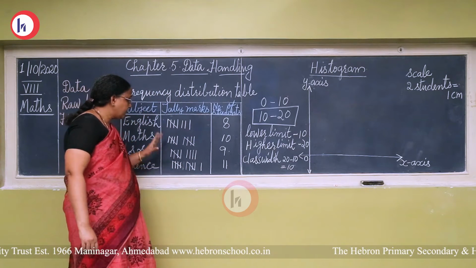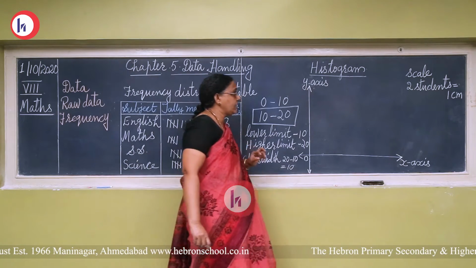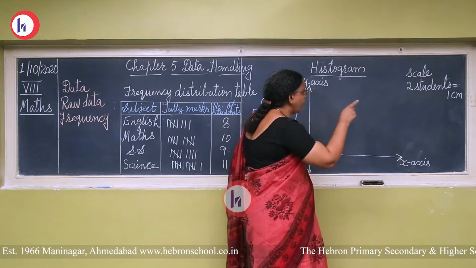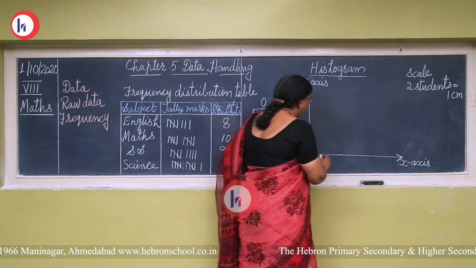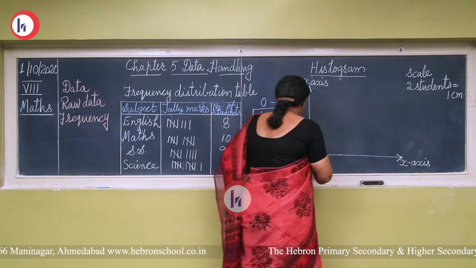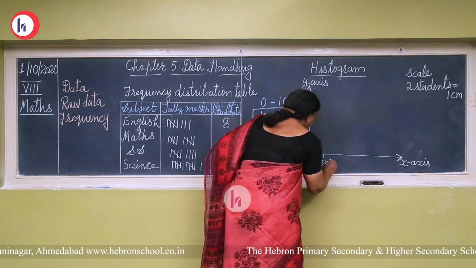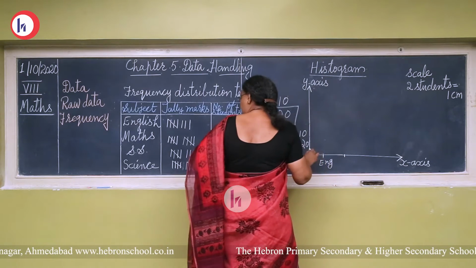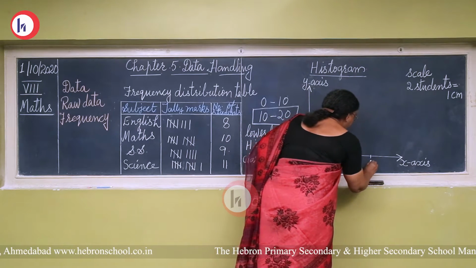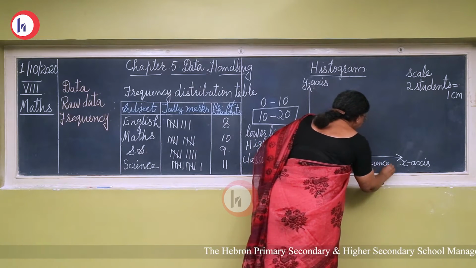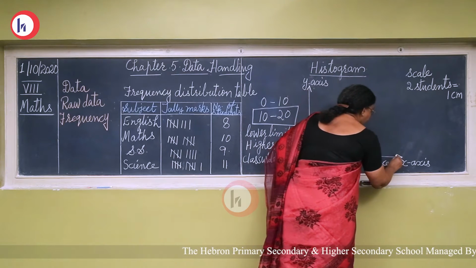Now, even these tally marks given can be made into a graph. We said 2 students is 1 centimeter. Here we can write the subject. Here English is there. And here you can see maths, science, and SS.